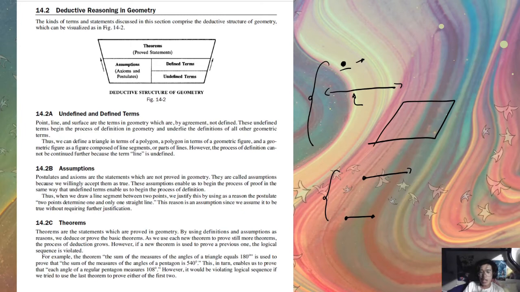You can't say that the sum of the measures of the angles of a pentagon is 540, and then say that the sum of the measures of the angles of a triangle is 180. It just doesn't make any logical sense. Because how can you assume first that the sum of the angles of a pentagon is 540, and then after that deduce that the sum of the angles of a triangle is 180 degrees?